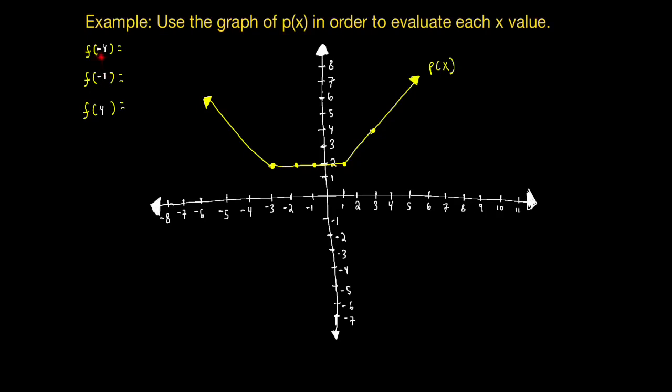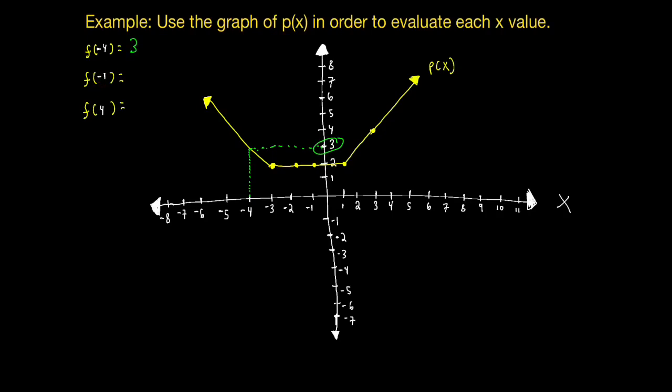Let's begin by evaluating -4. So we have to look for -4 on the x-axis, and we see that it's right there. So -4. Let me see which y value it hits. So here, f of -4 is going to be +3.